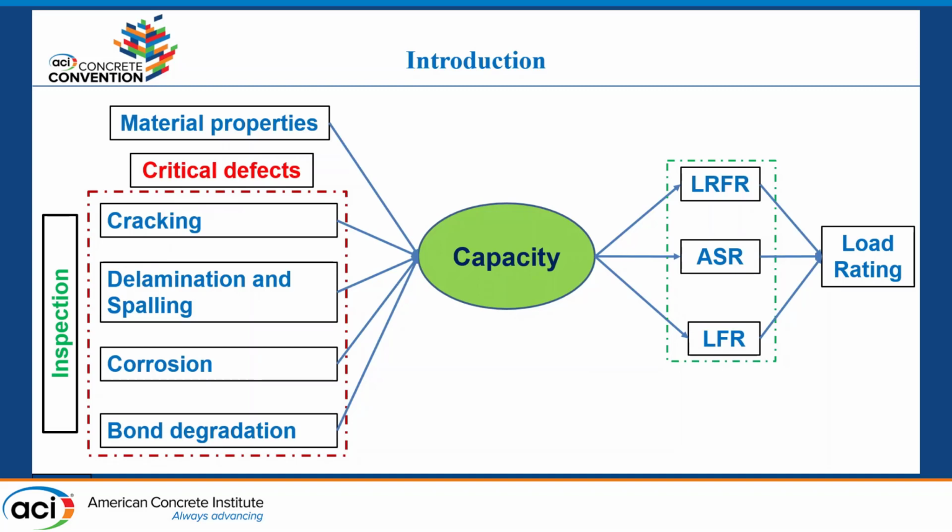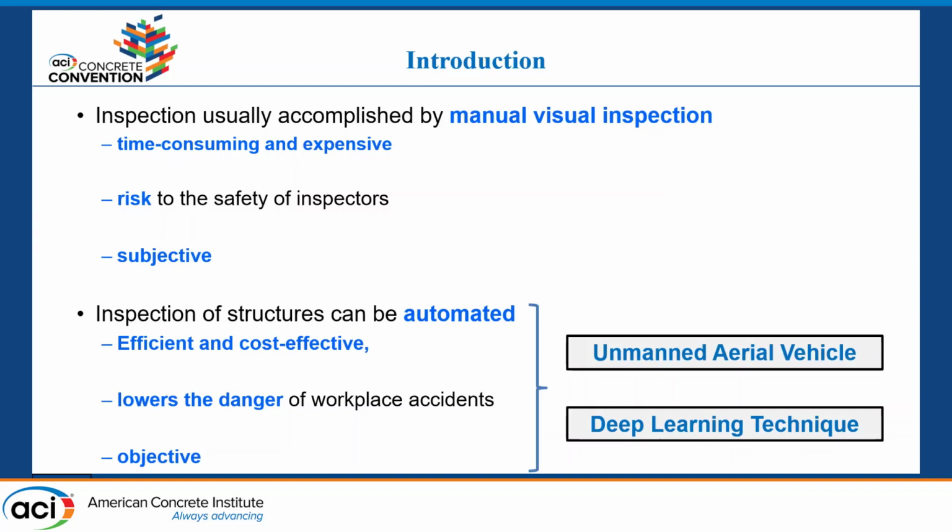Based on the present condition of the bridge, the capacity is calculated. After getting the capacity, these 3 methods can be used for load rating of the bridges. So, inspection is usually accomplished by manual visual inspection. However, this method is time consuming and expensive. In the areas where it is inaccessible, it poses a risk to the safety of the inspectors. Moreover, this method is subjective to the skills and experience of the inspectors. So, the condition assessment of the same bridge can vary from one inspector to another.